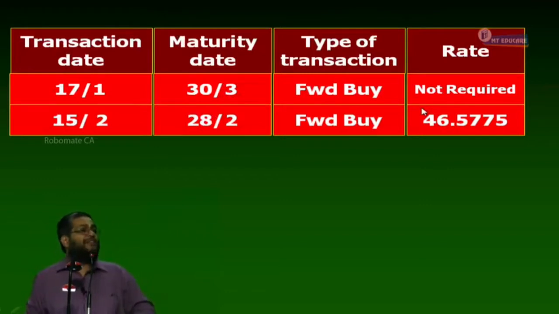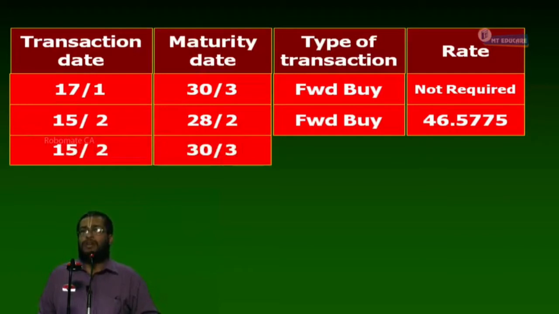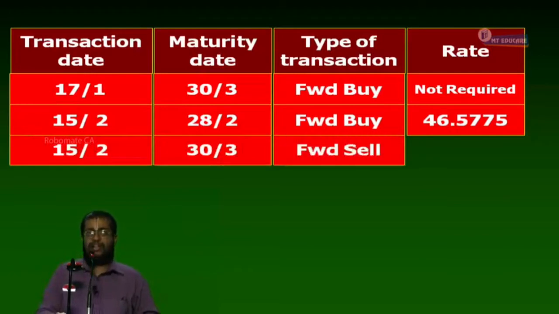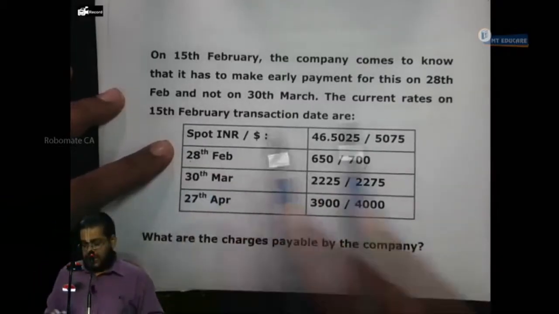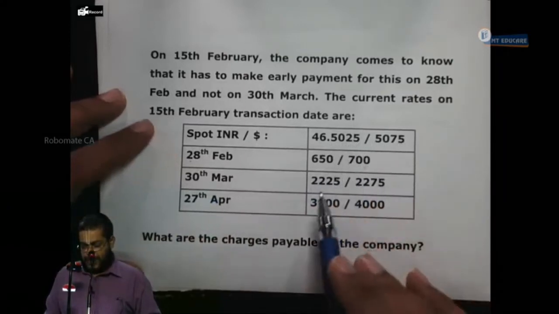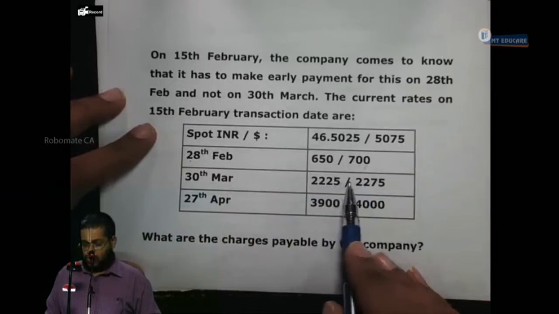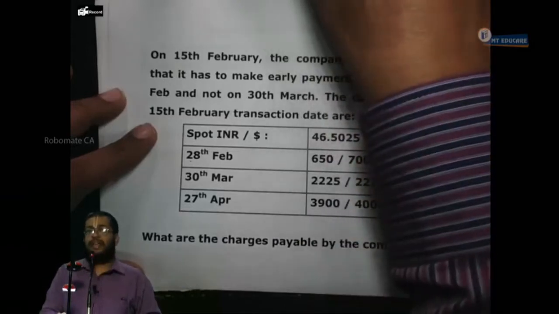Now, how to cancel a forward buy? By giving a counter. Yes or no? Same 15 February, I go to the bank and give a counter expiring on 30th March. I give what counter? Forward sell. Please look at the workbook and tell me how to find out the number here. It is what plus what I am having. It is 46.5775, that is 5025 plus what? 0.2225. Tell me what is the number here? 46.7245. This is going to be the rate.